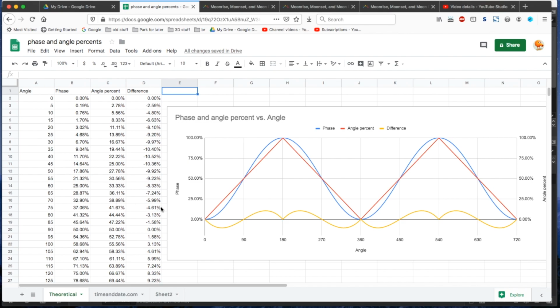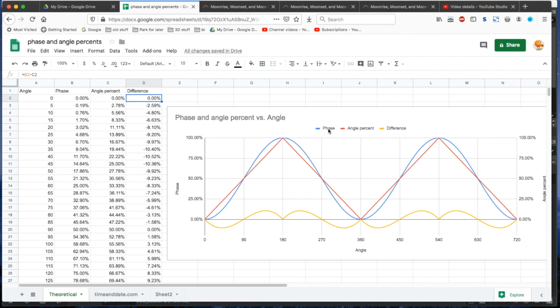animation. So in this case here, I created an ideal orbit where the moon is always at the same distance from the Earth and the angular velocity remains the same throughout the entire orbit. The phase is the cosine of the angle, and you can see the formula here. The angle percent is simply a percentage from 0 to 180 and then back down to 0 and then back up to 180 every 180 degrees apart, as you see here. I also added another column, which is the difference between these two, and that's represented by this yellow line here. So this would be the ideal perfect circular orbit math.